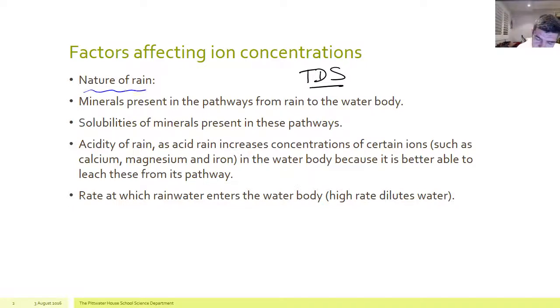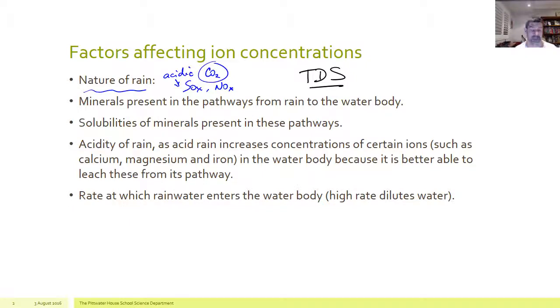One of the most important is the nature of the rain. We know that rain is always slightly acidic as a consequence of the presence of carbon dioxide, but under certain circumstances that rain can be considerably acidic if there are SOx or NOx that have been released and combined with the water to produce stronger acids than carbonic acid. So the nature of the rain itself can be an important factor which contributes to the actual concentration of ions.